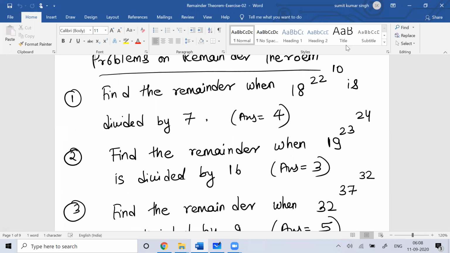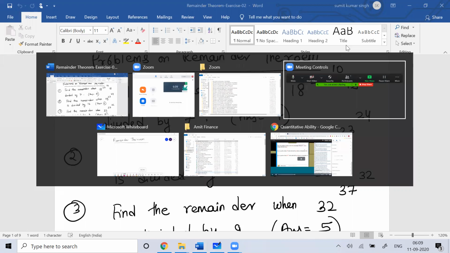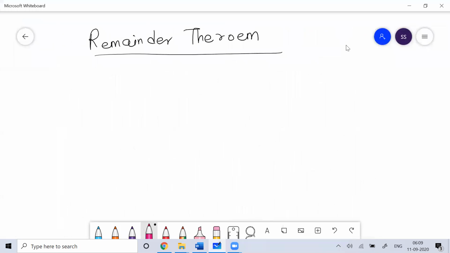This is the first question. What is there on the screen? You need to find the remainder when 18 to the power 22 to the power 10 is divided by 7. So what would be the remainder? I'll tell you my way of solving this problem. I'll focus more on Euler theorem to get the answer. If I divide 18 to the power 22 to the power 10 by 7, my question is, what is the remainder?